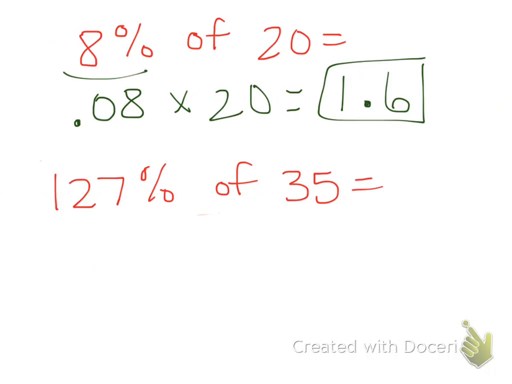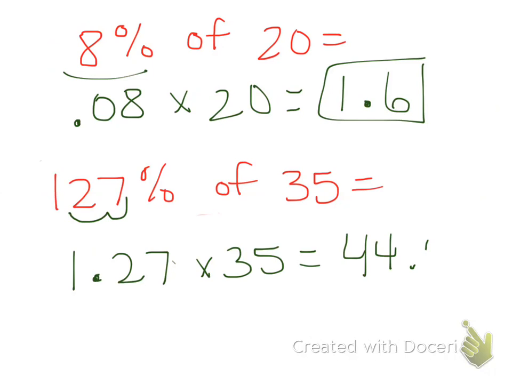Down here, again, often kids just like to put the decimal right in front, but again, that is not correct. You need to move the decimal over 2 places. Hold on, 1, 2. So 1.27 is your decimal for this percent. If you multiply it by 35, you should have gotten 44.45. If I'm going too fast, always feel free to pause the video.